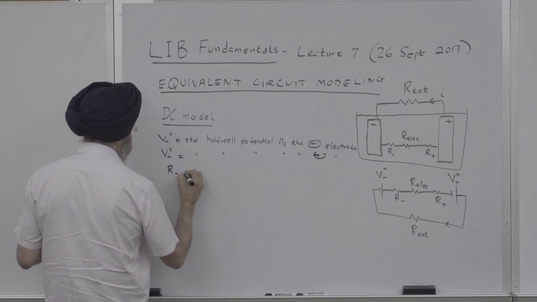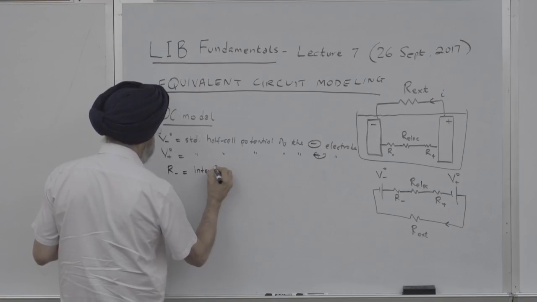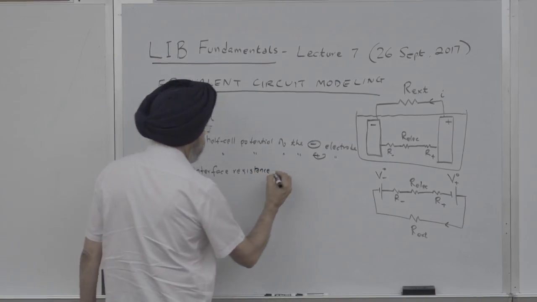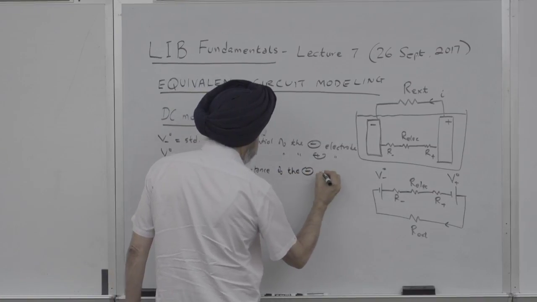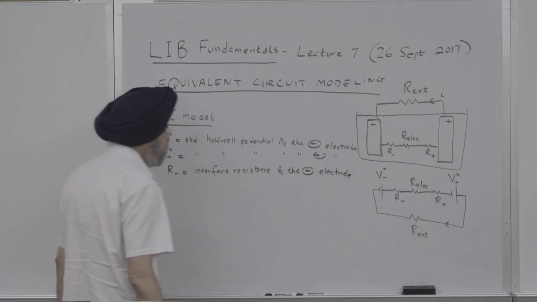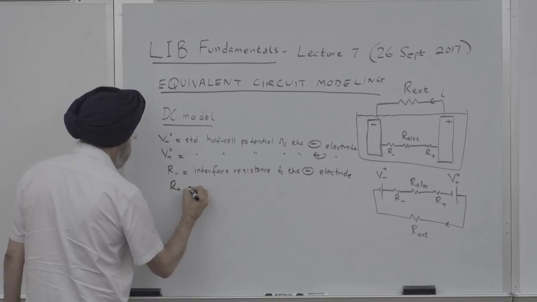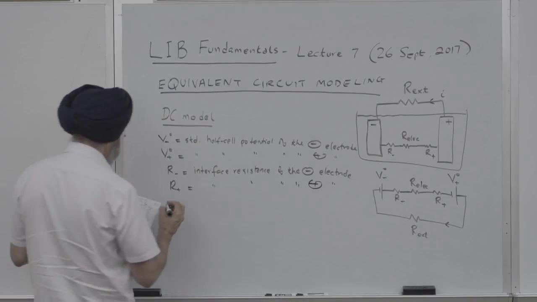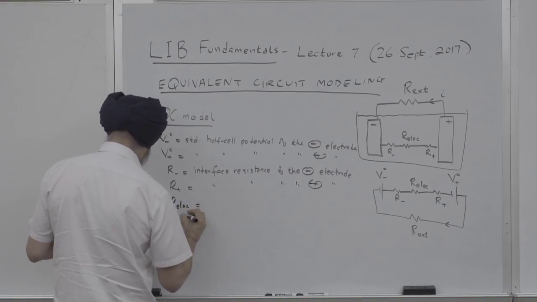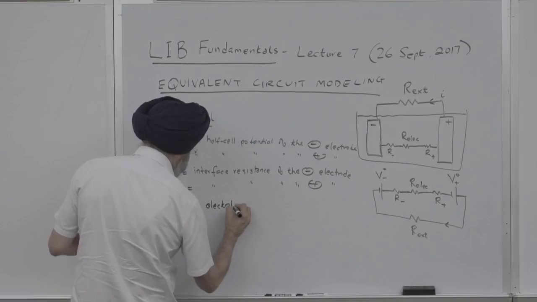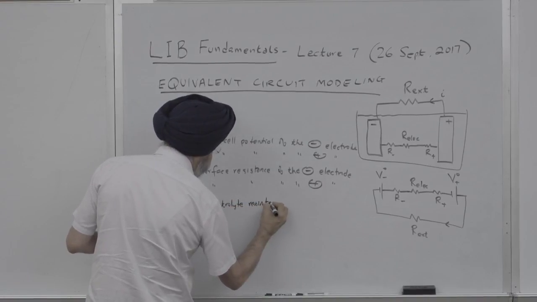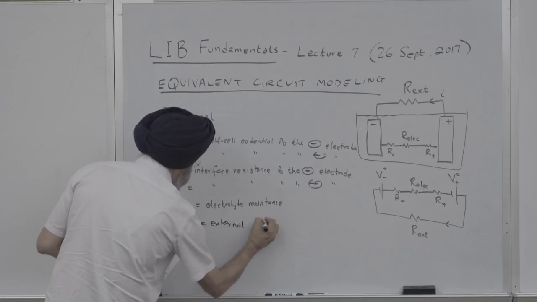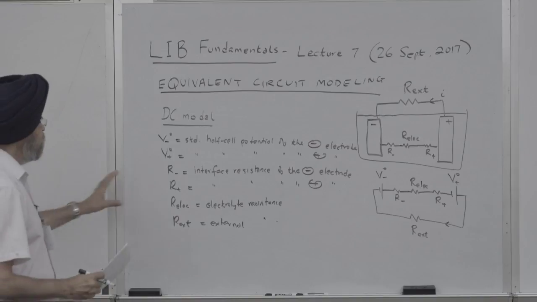The R minus is the interface resistance, the electrical resistance of the negative electrode. And the R plus is the interface resistance of the positive electrode. And R electrolyte is the electrolyte resistance, and the R external is the load or the external resistance. So these are the definitions of these terms.